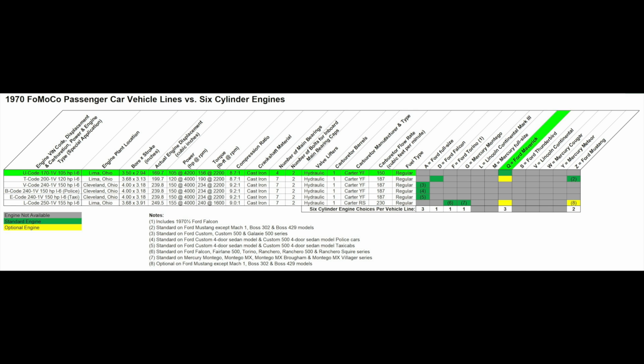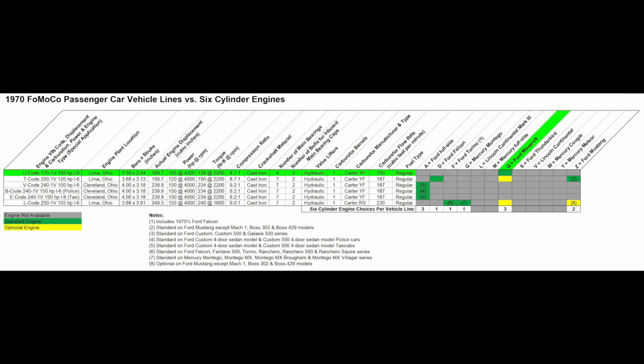The U-code 170 1-barrel inline-six engine was produced at the FoMoCo engine plant in Lima, Ohio, and had a bore of 3.50 inches, or 88.9 millimeters, and a stroke of 2.94 inches, or 74.7 millimeters, an over-square design where the bore is larger than the stroke in a 1.19 to 1 ratio. The actual engine displacement calculates to 169.7 cubic inches, or 2.78 liters.